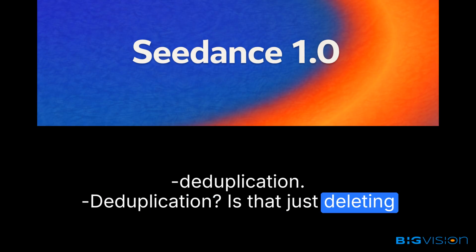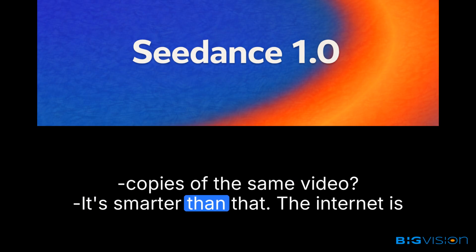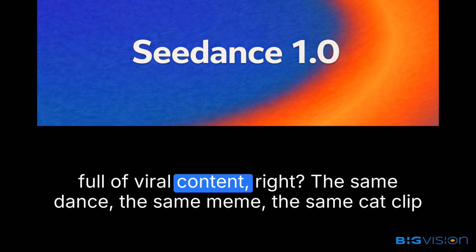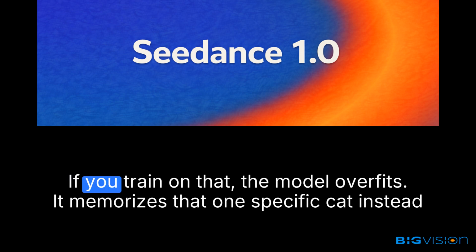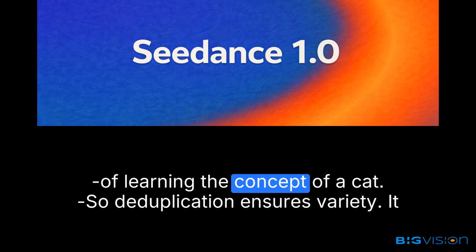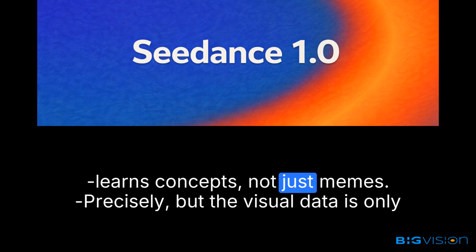Deduplication. Is that just deleting copies of the same video? It's smarter than that. The internet is full of viral content, right? The same dance, the same meme, the same cat clip posted 10,000 times. If you train on that, the model overfits. It memorizes that one specific cat instead of learning the concept of a cat. So deduplication ensures variety. It learns concepts, not just memes.